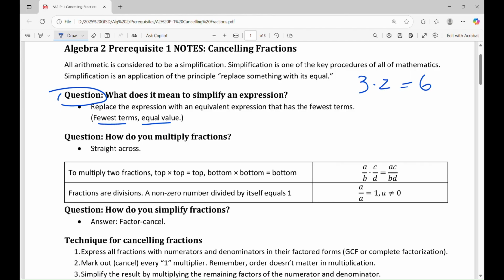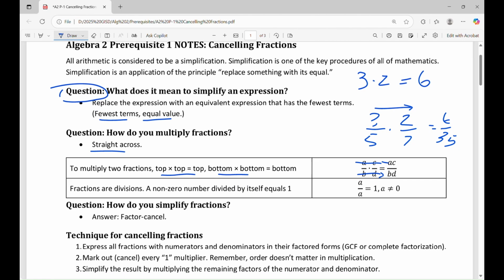How do you multiply fractions? Well, sometimes in elementary school, you might say top times top makes the top, bottom times bottom makes the bottom. But the easiest way to say it is just straight across. Just A times C makes AC, B times D makes BD. So as an example, if I had 3/5 times 2/7, I just multiply straight across. 3 times 2 is 6, and then 5 times 7 is 35.